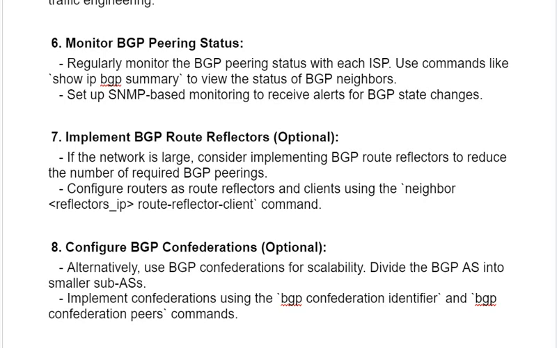Optional solution number 8: configure BGP confederations, optional. Alternatively, use BGP confederations for scalability. Divide the BGP AS into smaller sub-ASs. Implement confederations using the BGP confederation identifier and BGP confederation peers commands.